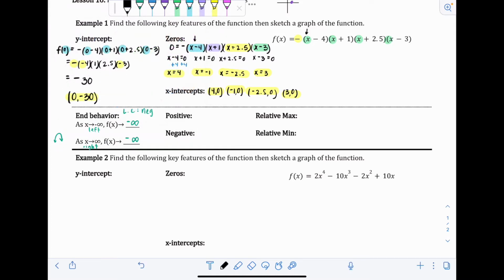So let's see. I have my zeros. They're at 4, negative 1, negative 2.5, and 3. So do an x and a y-axis. Make this a little bit longer.